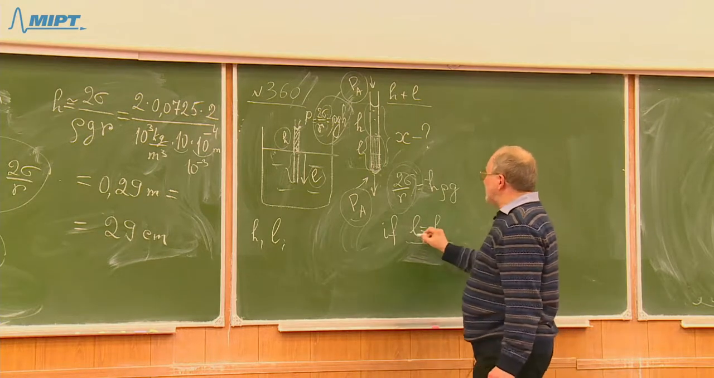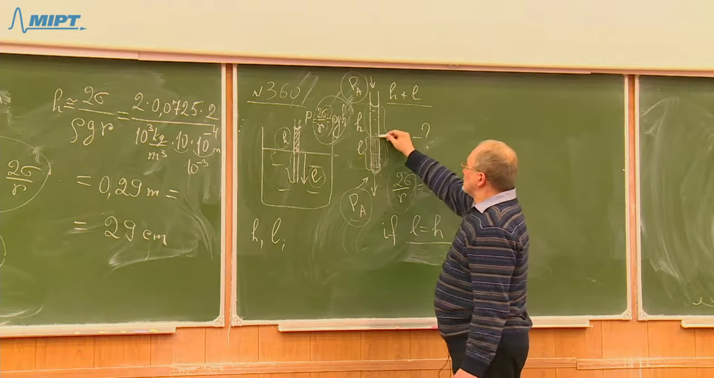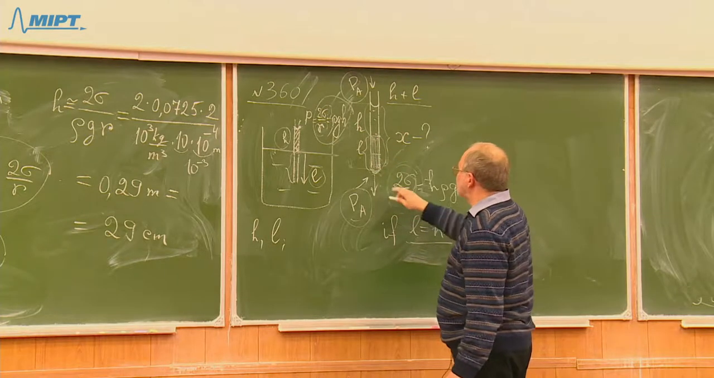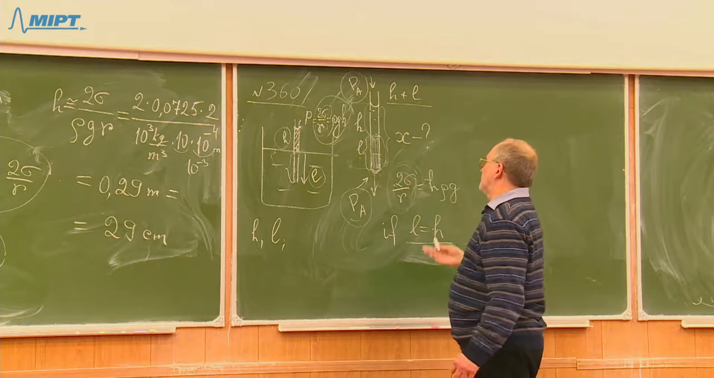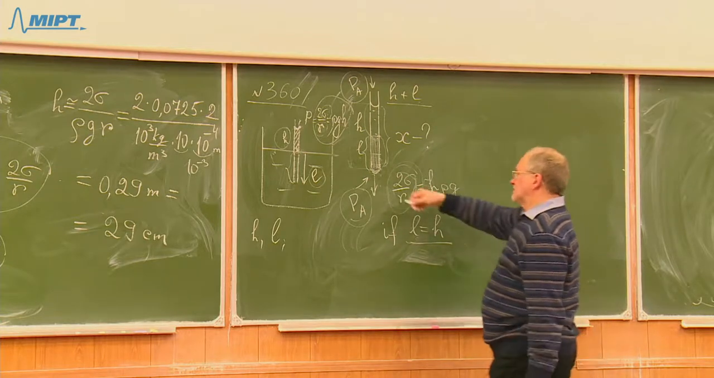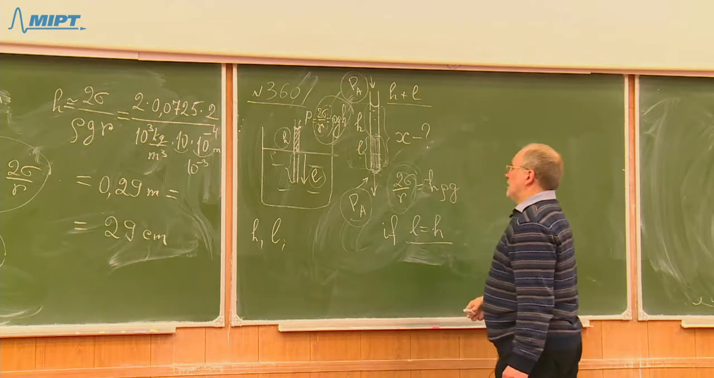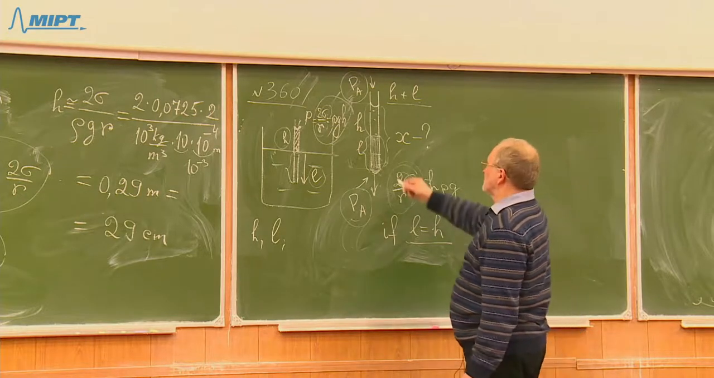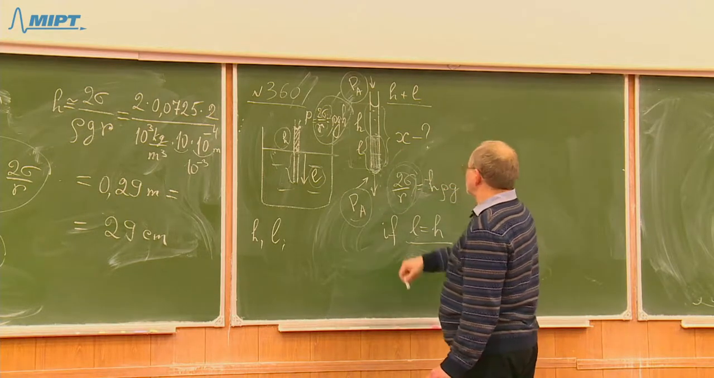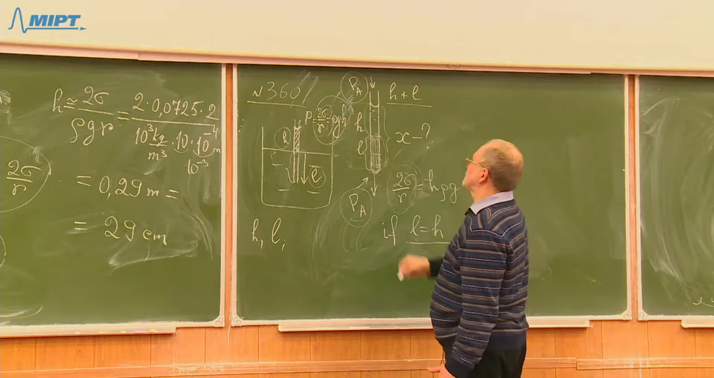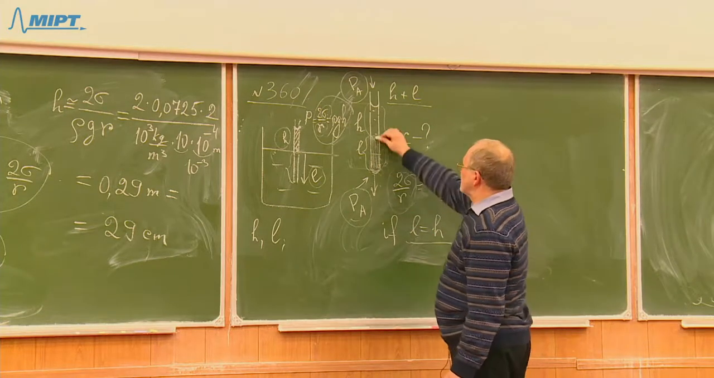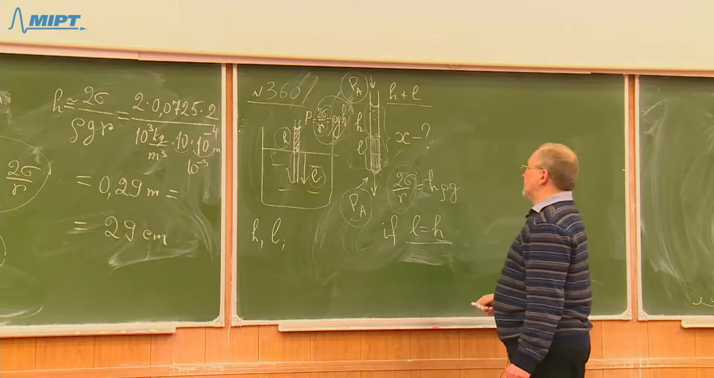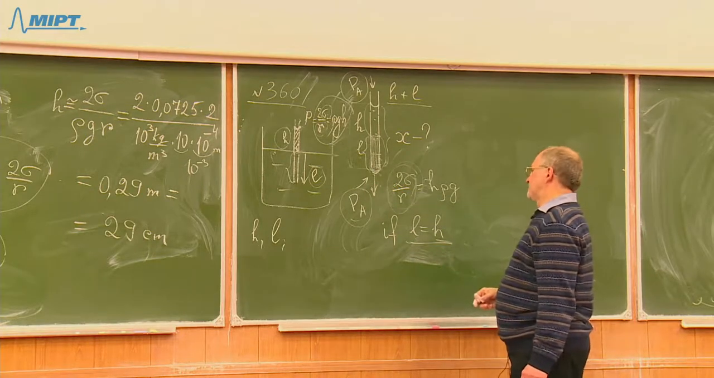But if L is larger than h, then the mass and the weight of this water will be larger than the forces of surface tension can hold, and the water in this case will flow out. How much water will flow out? Well, just some amount of water will go out until the forces of surface tension become enough to keep the remaining part of water, and the remaining part of water will have the height h.